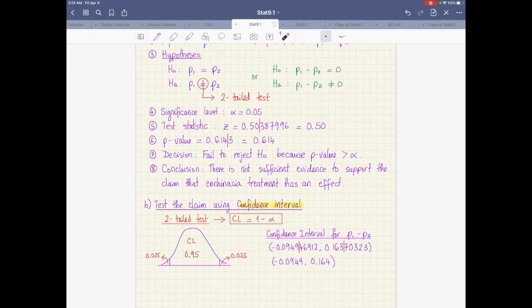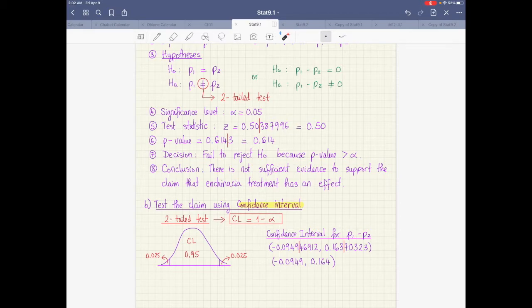If I go up here to my H0, say P1 minus P2 equals 0, and this is P1 minus P2 not equal to 0. So this is the confidence interval for P1 minus P2. This goes from negative to positive. That means 0 is in between. I am about 95% confident that P1 minus P2 is in here.